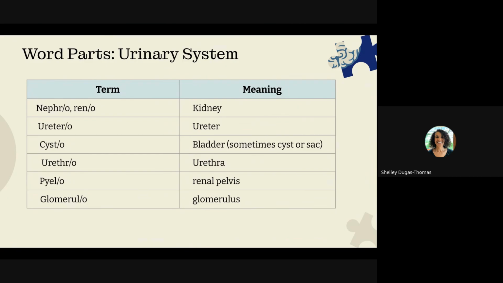Okay, so some double roots here, pay close attention. The kidney has two distinct roots, nephro, Greek origin, and reno, which is Latin origin. Usually we use nephro for diseases and conditions like nephritis, and reno for anatomical descriptions like renal artery. Other essential roots are cysto, bladder or sac, pyelo, renal pelvis, and glomerulo, which is glomerulus, the microscopic filtering unit in the kidneys.